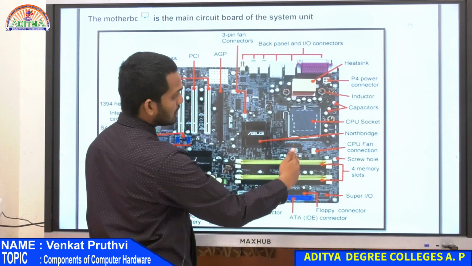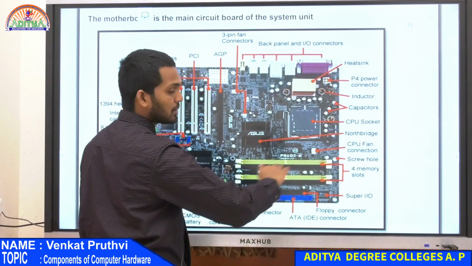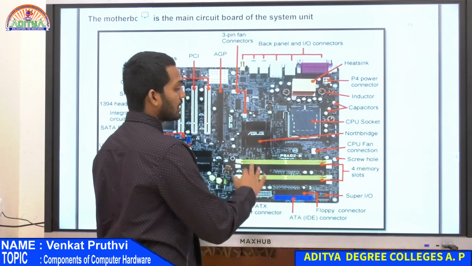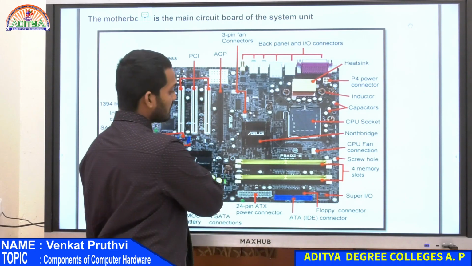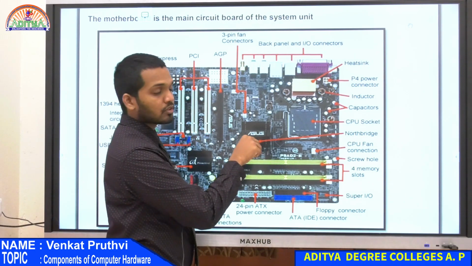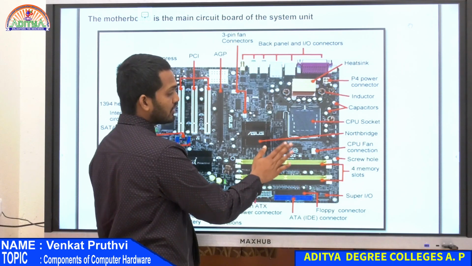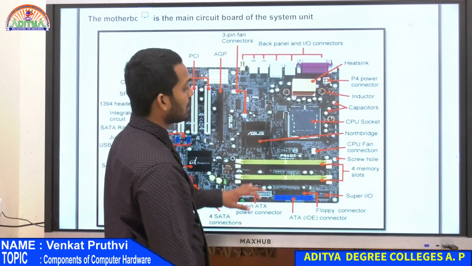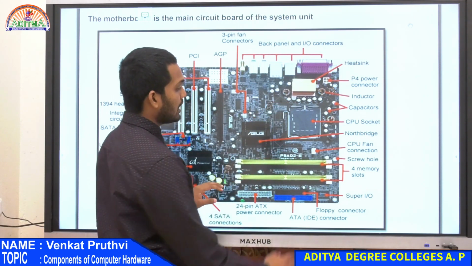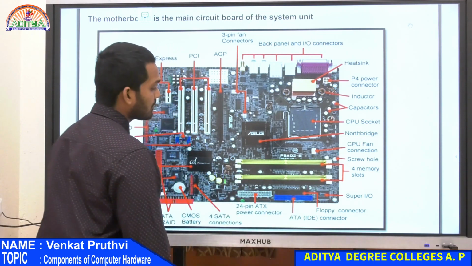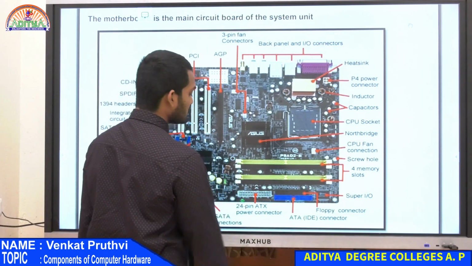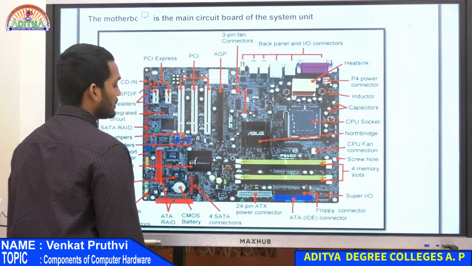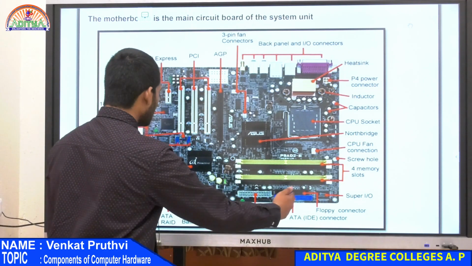And then below that you have your memory slots. What are these memory slots for? We were talking about the primary and secondary memory, right? You have your primary memory directly connected onto the motherboard, whereas your secondary memory is given externally. It is connected through the cable, but your primary memory is, in most cases, directly inbuilt onto the motherboard. So your motherboard has your CPU, that CPU fan, and then your memory slots for your primary memory. Along with that, you have your floppy connector here. These days we are not using floppies, but in the previous cases there was a floppy connector, so that when you attach that floppy, it will be able to read it.